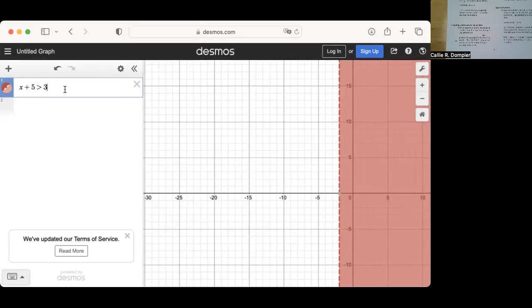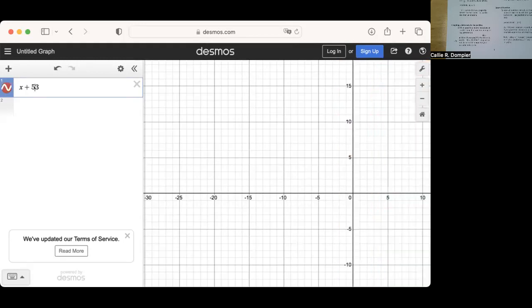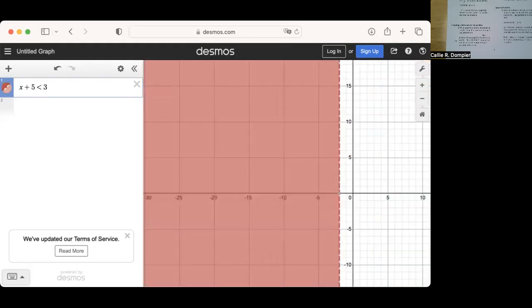So when we're talking about to the left or to the right, this one is going to the right because it's the greater than symbol. This one's going to the left because it's the less than symbol. Make sure your variable is on the left side of your inequality if you're going to use this rule of less than is to the left and greater than is to the right. You have to make sure your variable is on the left side of the equation.